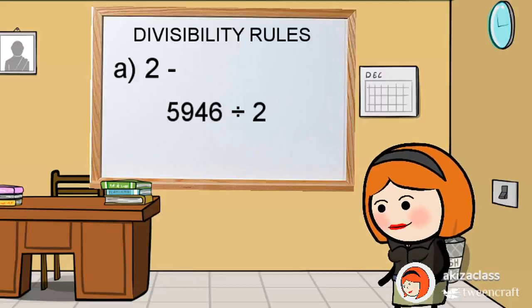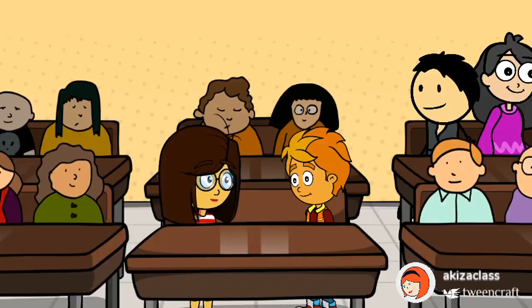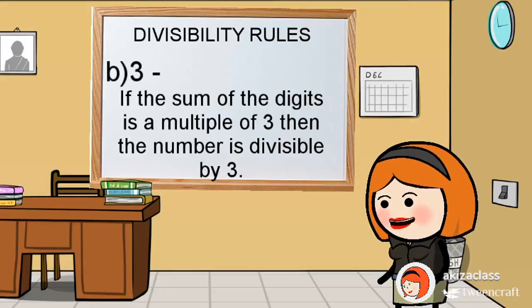Tapasya, can you tell me 3658 is exactly divisible by 2 or not? Yes, ma'am. It is divisible because the last number is 8 and 8 is divisible by 2. That is why the whole number 3658 is also divisible by 2. Very good, Tapasya.